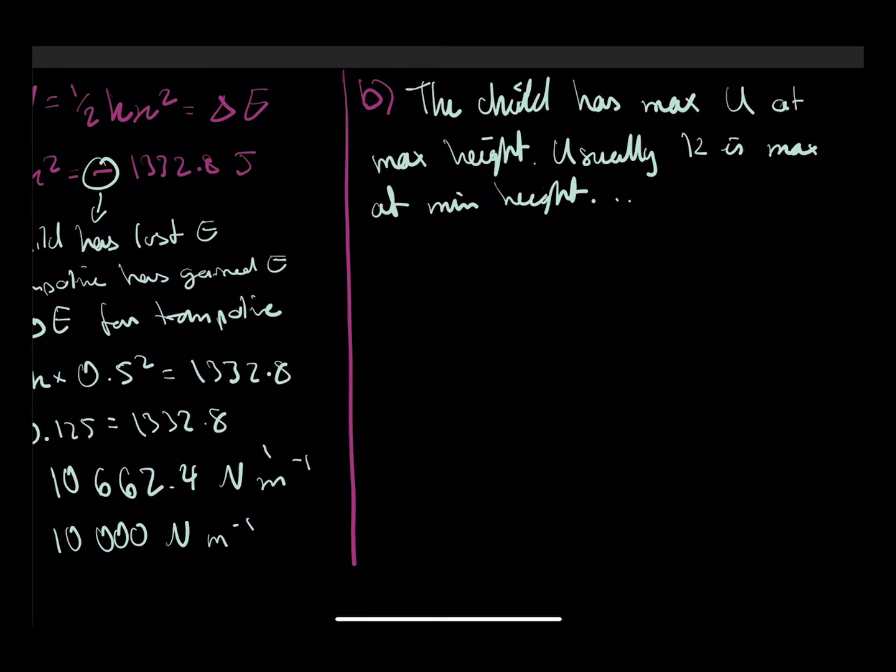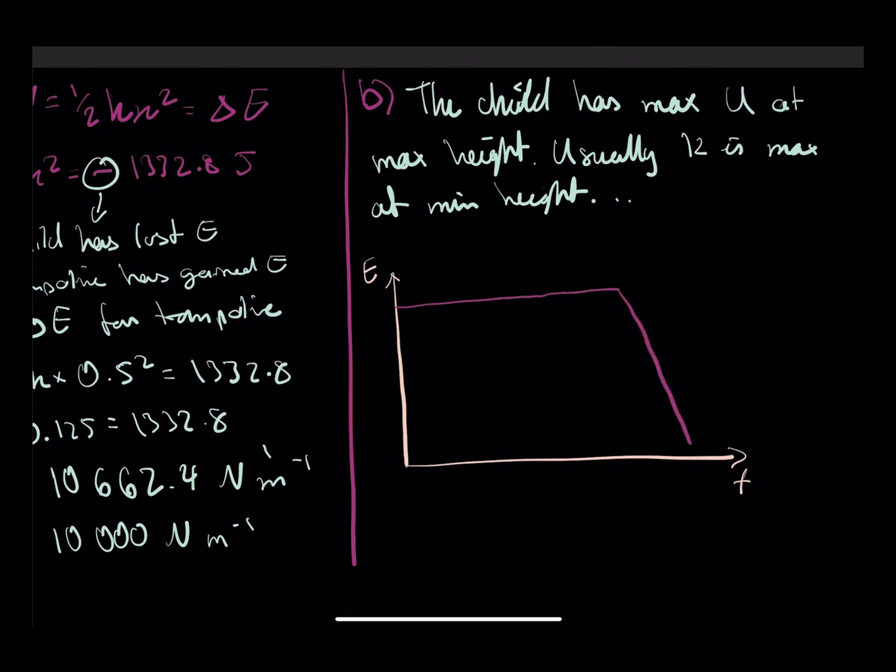Is that true in this case? So let's think about this. Let us maybe draw a graph of the energy of this child over time. Let's have a look at the total energy of this child. The total energy of this child is going to be constant, and then quickly fall off to 0 as it hits the trampoline. So this is our total energy. And this point here is going to be where we strike the trampoline. That's where we hit the trampoline.